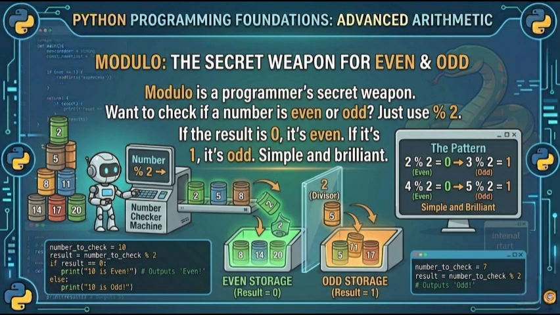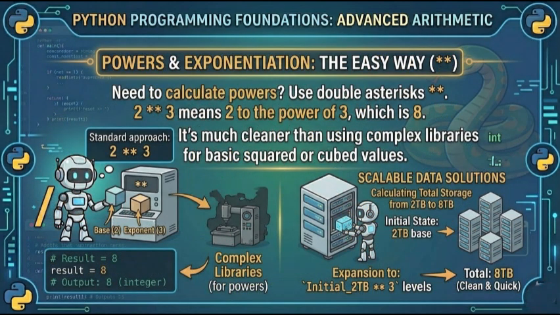Modulo is a programmer's secret weapon. Want to check if a number is even or odd? Just use % 2. If the result is 0, it's even. If it's 1, it's odd. Simple and brilliant. Need to calculate powers? Use double asterisk, the star. 2 ** 3 means 2 to the power of 3, which is 8. It's much cleaner than using complex libraries for basic squared or cubed values.